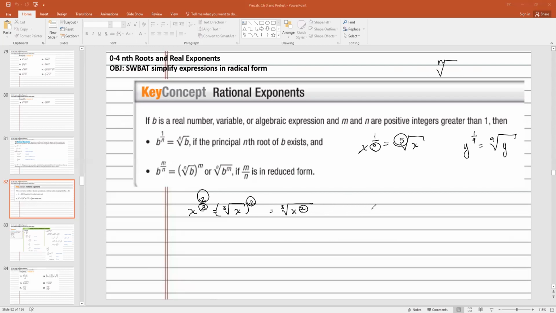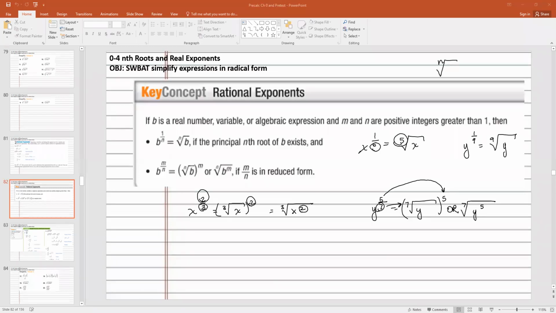Okay? And yeah, let me give another example. y to the 5/7. 7 is our denominator, so that goes here, that's the index. And then the 5 goes on the outside. Or the 7th root of y to the 5th power. Same thing. Depends on how you like to write it. Okay? That's it.